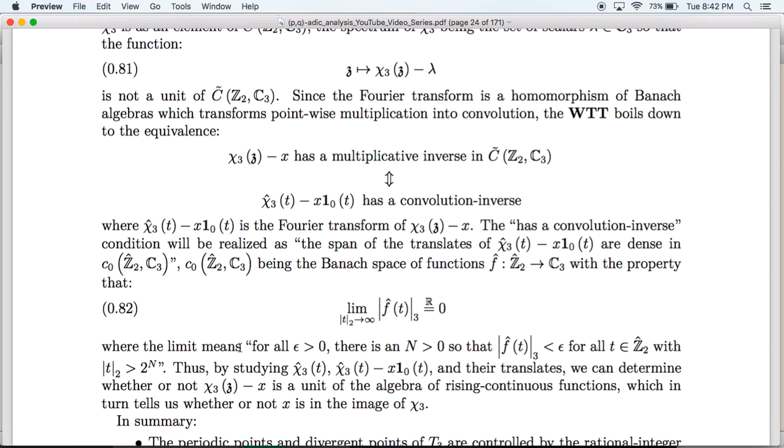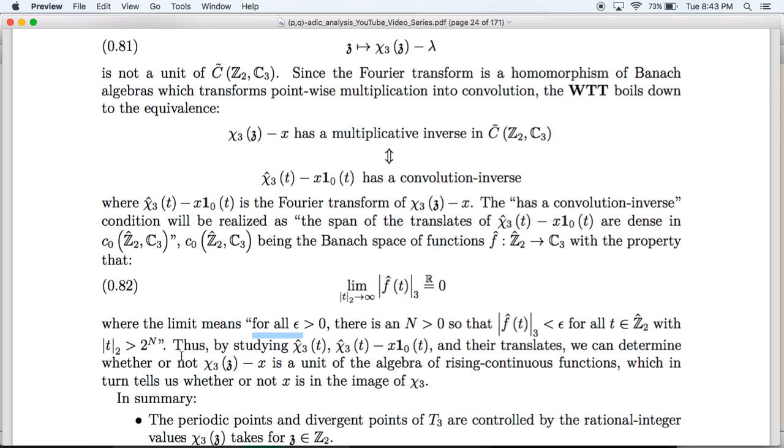Much to my disappointment, when I was attempting to submit my proof of the Wiener-Tauberian theorem to a journal of p-adic analysis, they did not understand what this notation meant. So for anyone who wants to know, it means for all epsilon greater than 0, there is an n greater than 0, such that f hat of t will have a three adic absolute value less than epsilon for all t in z2 hat whose two adic absolute value is greater than 2 to the n.